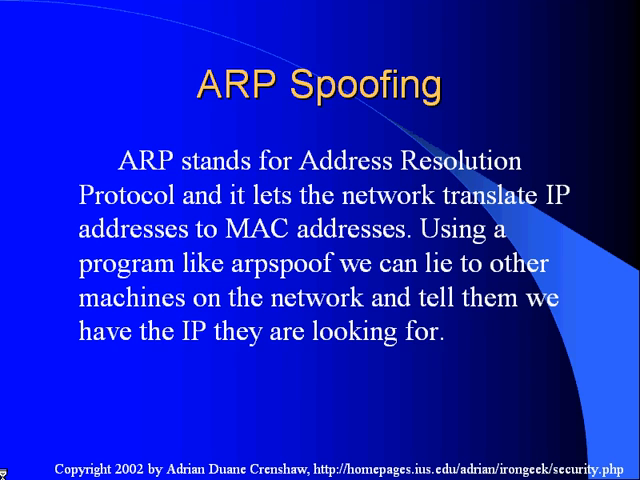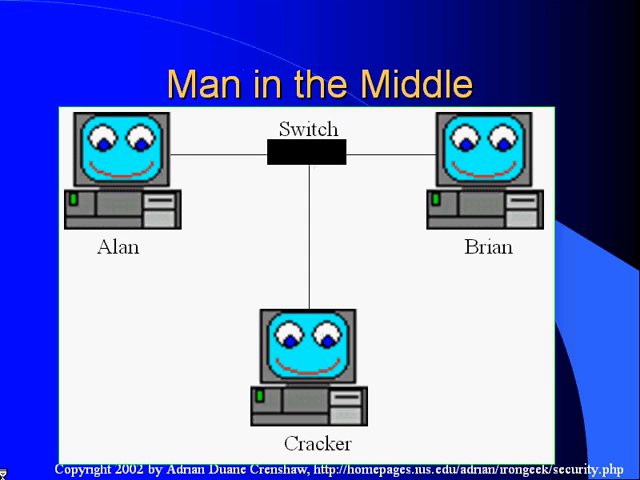ARP stands for Address Resolution Protocol and lets the network translate IP addresses to MAC addresses. Using a program like Arpspoof, we can lie to other machines on the network and tell them we have the IP they are looking for.